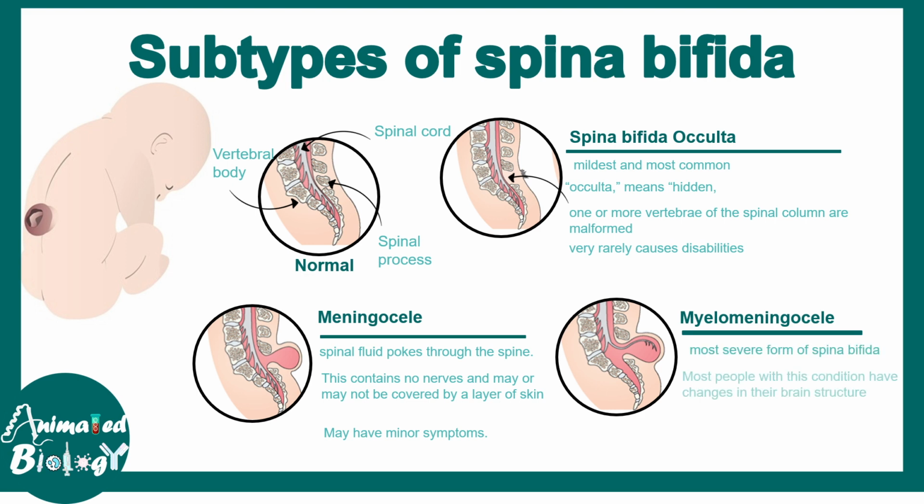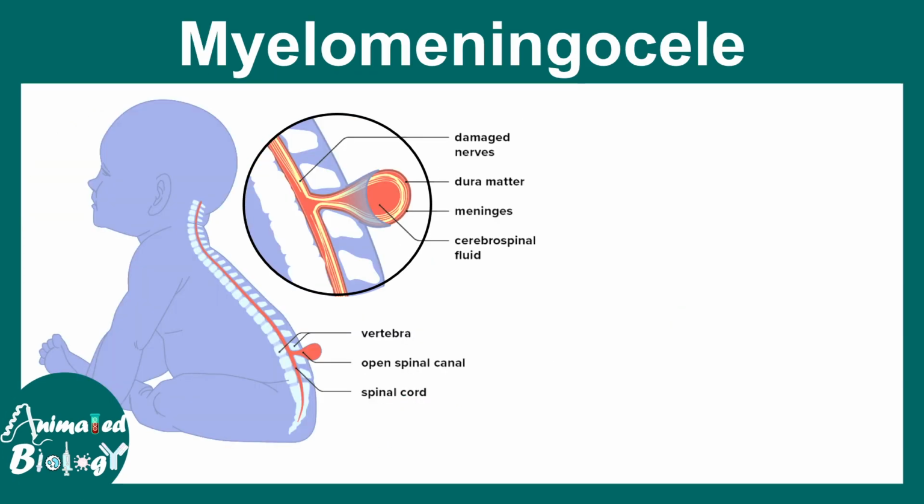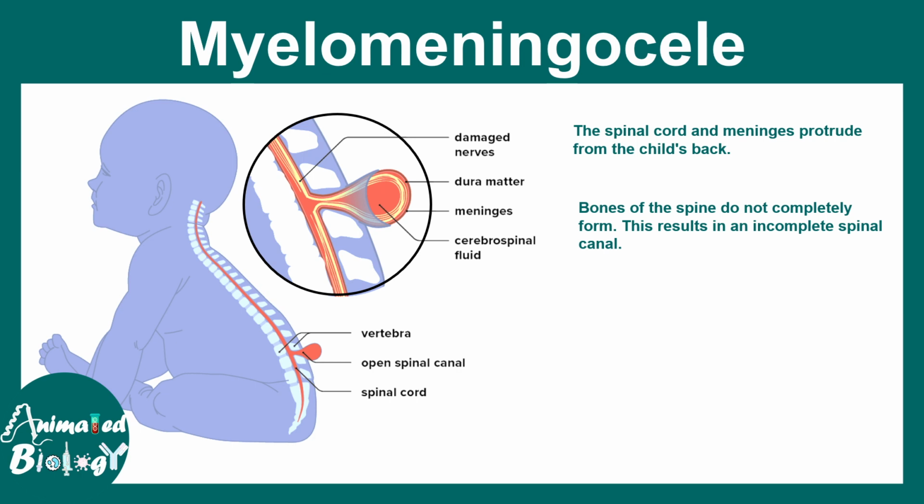In this case, the spinal nerve as well as the meninges protrudes out and forms a pouch-like structure. Sometimes the external skin could be completely missing. That means it is open and exposed to the external surroundings. That is why this is sometimes known as open spina bifida. In meningomyelocele, which is difficult to pronounce, the spinal cord and the meninges protrude from the child's back. In many cases there is no skin on the back.